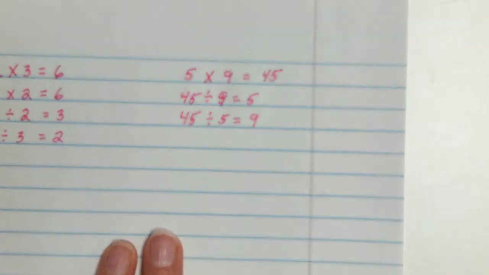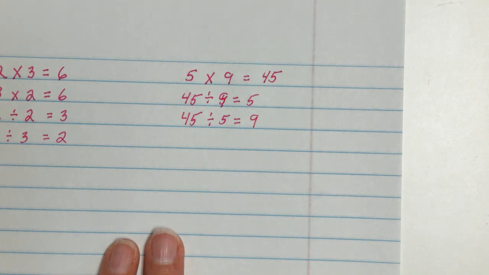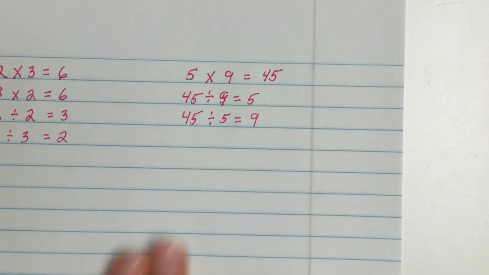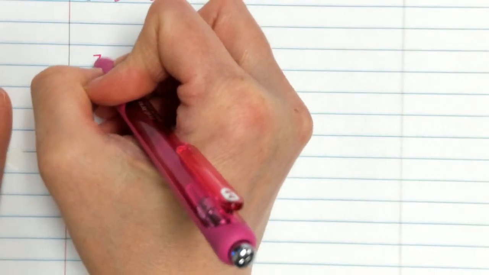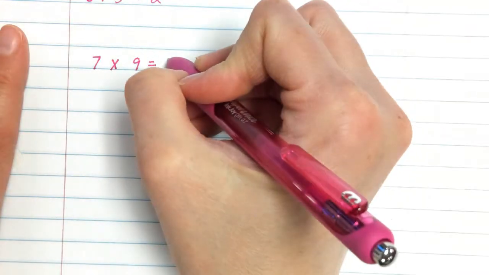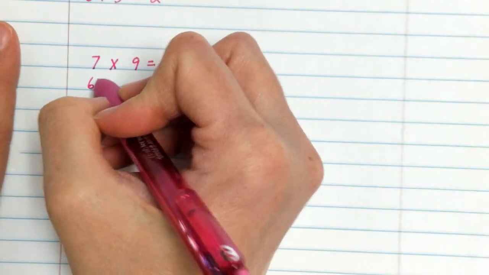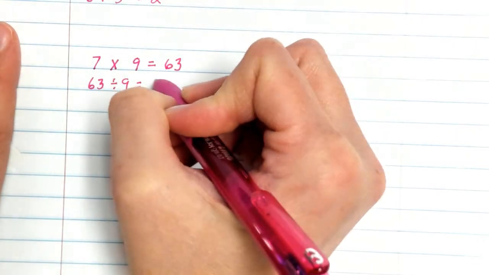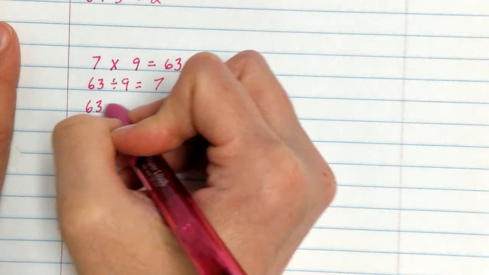All right, makes sense? No, it doesn't make sense? It does? All right, should we try another one? Yes, ma'am. I like these. So 7 times 9 is 63. So 63 divided by 9 equals 7. What about 63 divided by 7? Oh, you guys are going to be so good at this.